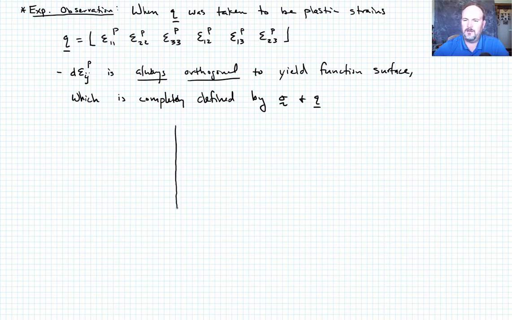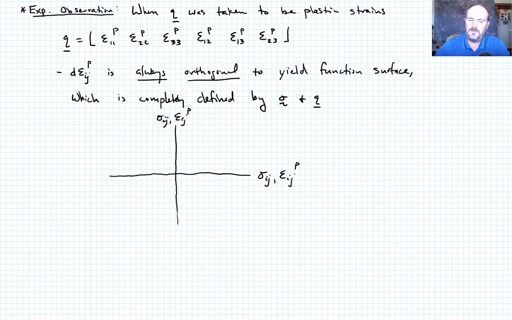So here's my stress, or actually it could be a strain axis, right? There's nothing that says my F has to be defined in stress space. But let's do what we had done before, sigma ij, and then I'm going to write that this could be epsilon ij plastic as well, could be that axis. You could potentially write this yield surface as a function of epsilon ij as well. But anyway, let's go ahead and draw this.